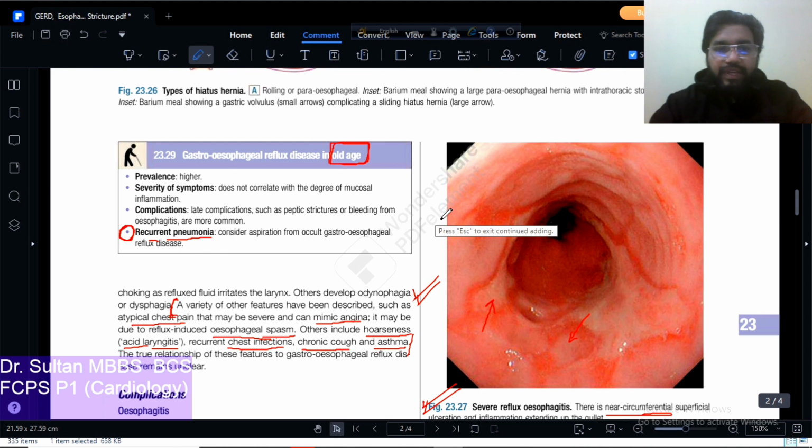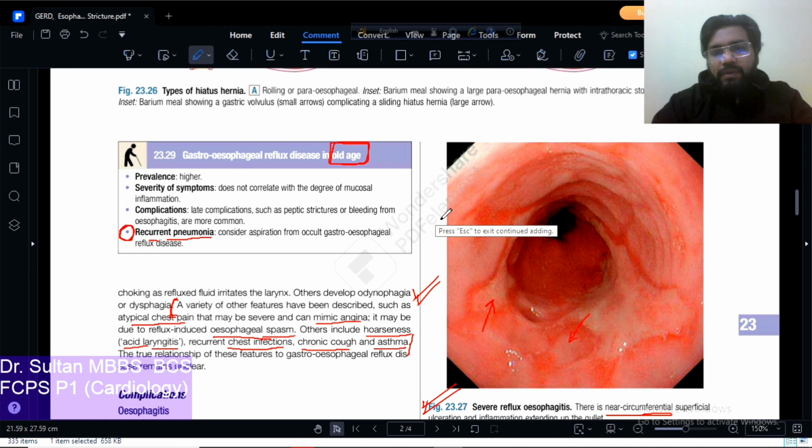So, how does recurrent pneumonia occur in reflux disease? In reflux disease, the acidic content of the stomach jumps back into the larynx and enters the respiratory tract. In that way, it can cause respiratory tract infection, in other words, chest infection or pneumonia. And it is more commonly found in old age.